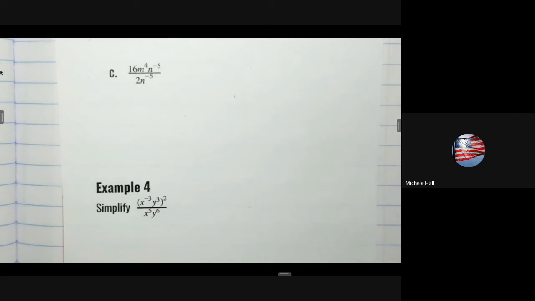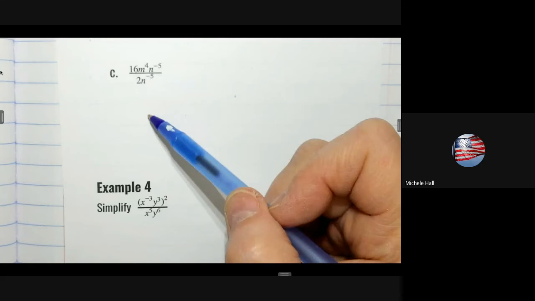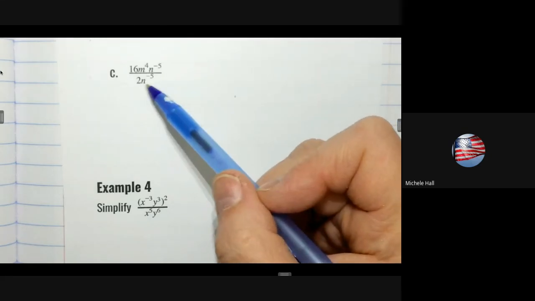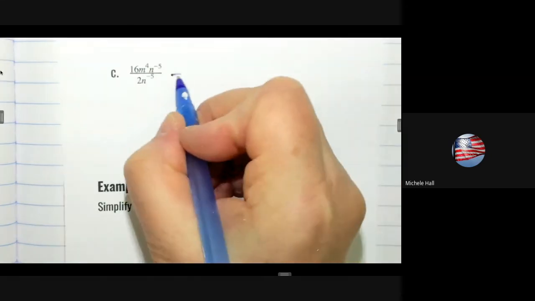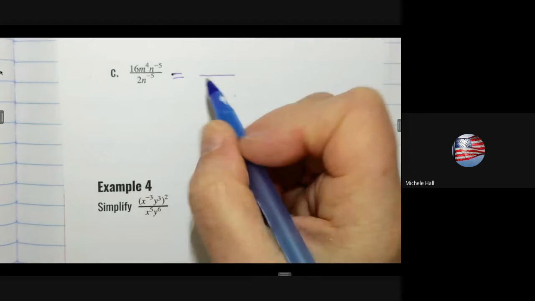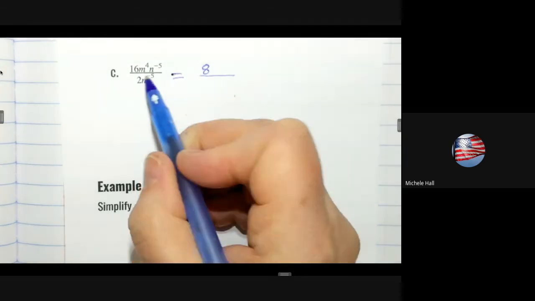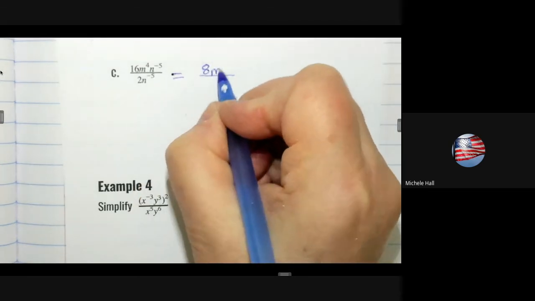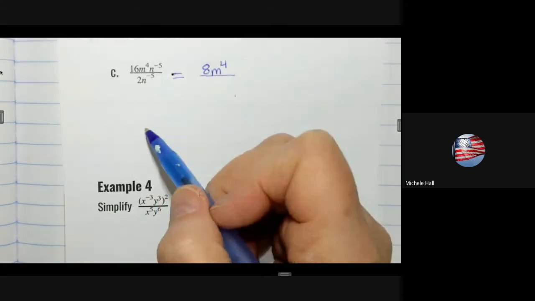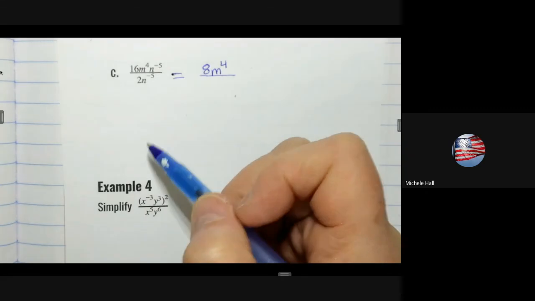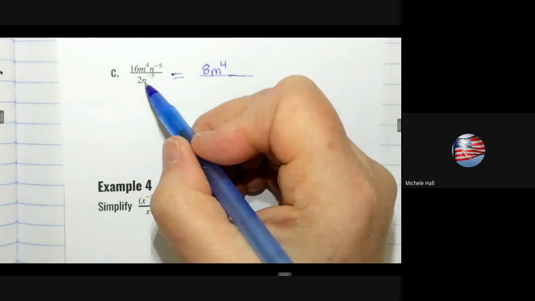Example C, we have a number, 16 divided by 2. We have an m in the numerator and nothing for m in the denominator, and then we have an n in the numerator and the denominator. So one piece at a time. We have 16 divided by 2 is 8. Takes care of that. M to the fourth, there's nothing happening with that. And then we have n to the negative 5 and n to the negative 5. It doesn't matter which way you move it, it's going to cancel, but I'm going to show the work for that. I'm going to bring n to the negative 5 to the numerator.